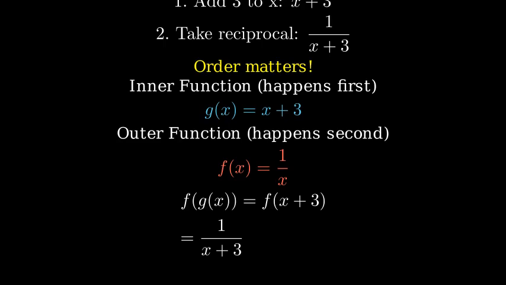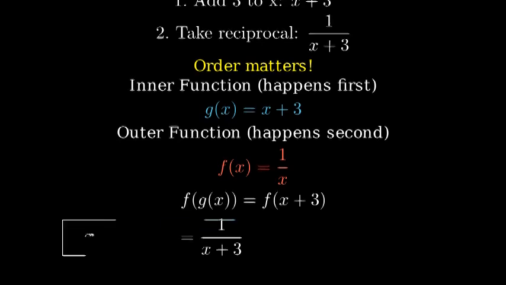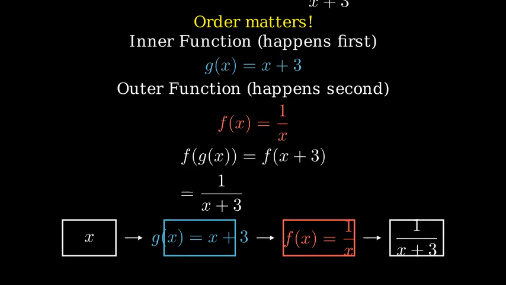Let's visualize how this composition works with a diagram. First, an input x goes through g of x, which adds 3. Then, that result goes through f of x, which takes the reciprocal. The final output is 1 over x plus 3.